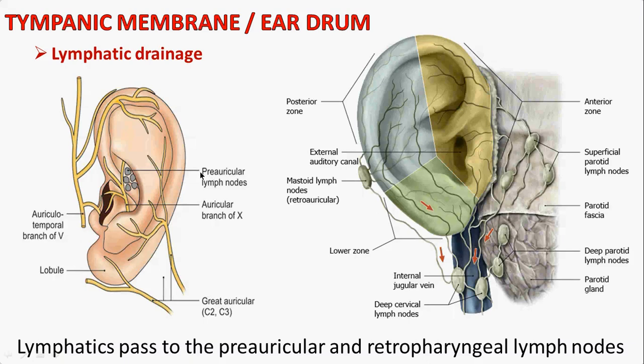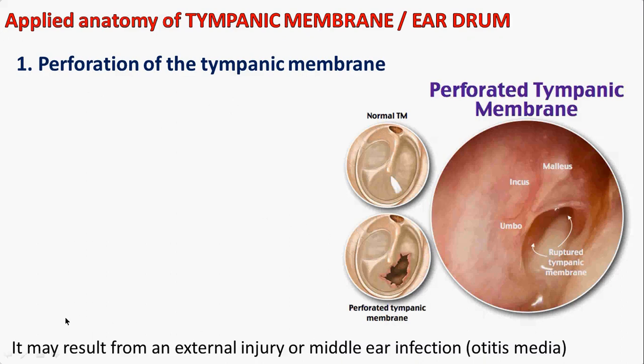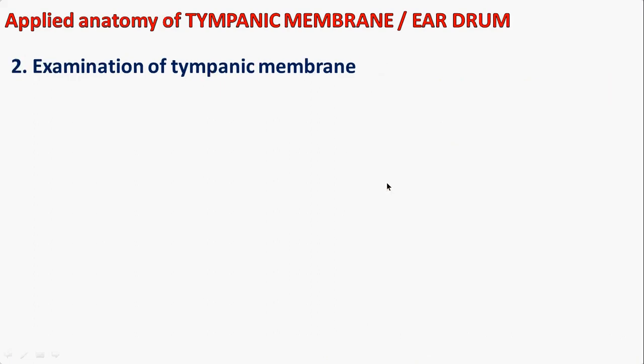Okay, lymphatics: these pass to the retroauricular and preauricular groups of lymph nodes. What is the applied anatomy? Sometimes due to external injury there will be a perforating injury or perforated tympanic membrane, or middle ear infection, that is otitis media, also leads to perforation of the tympanic membrane.